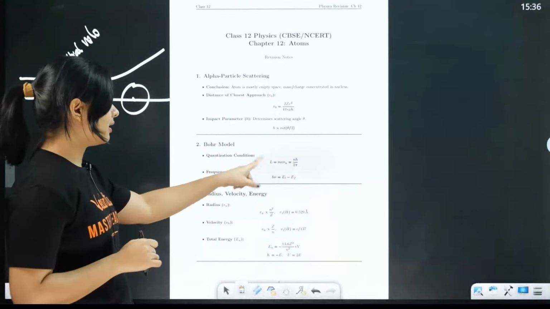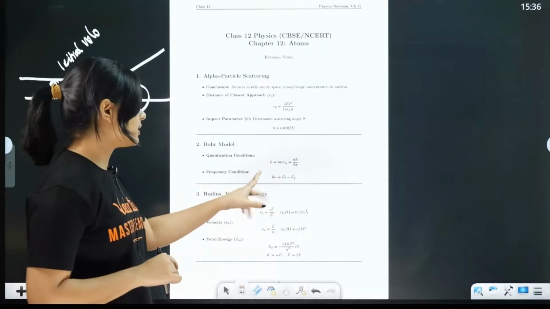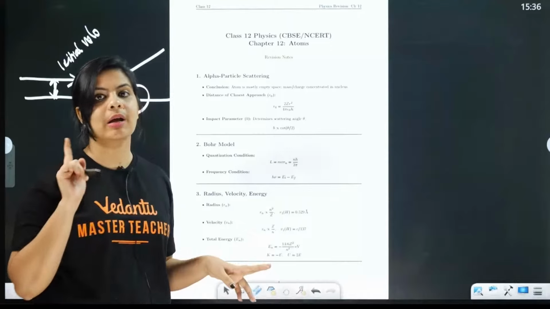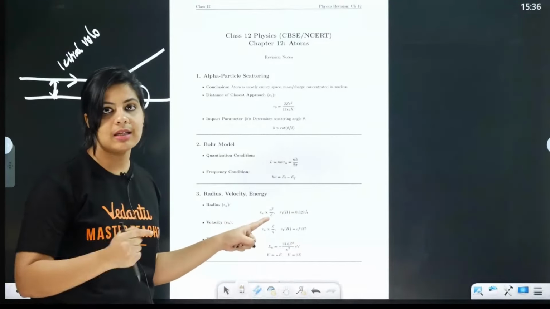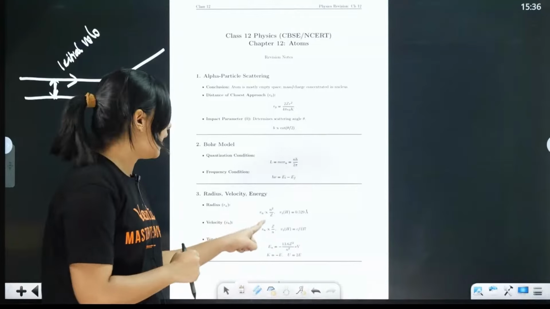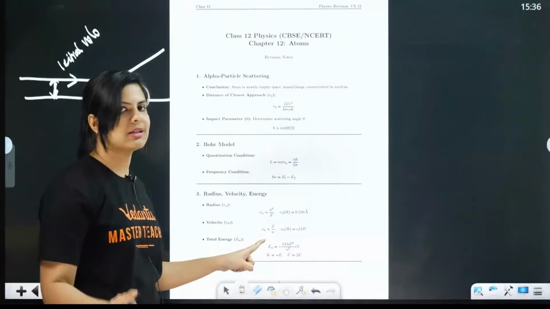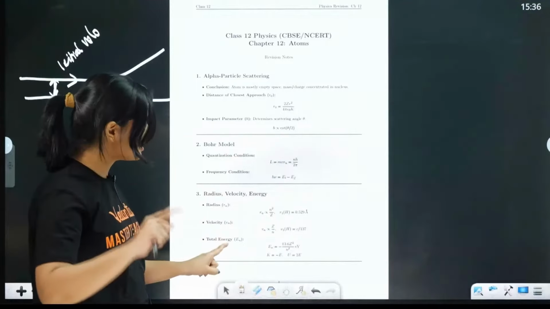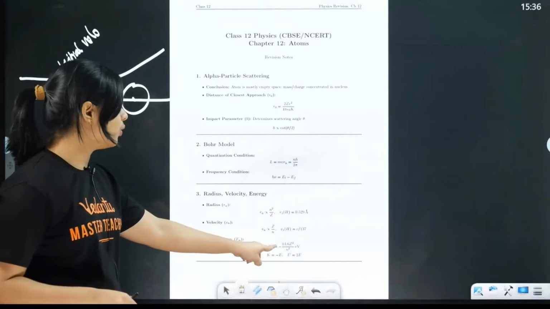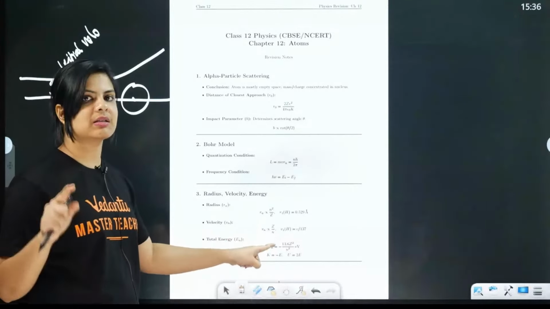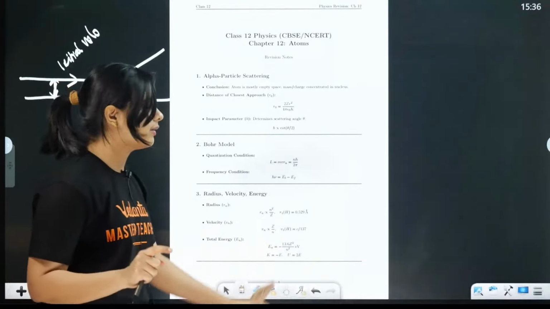Then the quantization condition: L is equal to m v r n, which is equal to n h by 2 pi, and the frequency condition: h mu will be equal to the change in energy. Next, the relations for radius; you should at least know the proportionality. r n is proportional to n square divided by z, velocity is proportional to z by n, and energy is proportional to z by n whole square, which means z square by n square. The energy value you should know is minus 13.6 z square divided by n square.